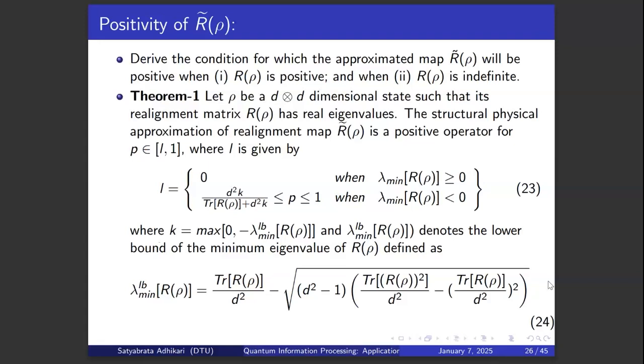Okay, so this L can also be determined because d and k are all known, and trace R rho is the first moment of R rho, which can be realized in an experiment. So in this way we can say that L, the lower bound above which p will lie, can also be realized in an experiment. And one more thing, this k is the maximum of 0 and minus lambda, where lambda is the lower bound of the minimum eigenvalue of R rho. So the lower bound of the minimum eigenvalue of R rho is totally defined in terms of the first moment. Okay, so that means this lambda minimum lower bound can also be realized in an experiment.